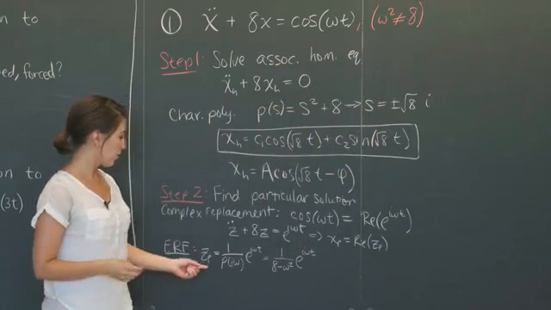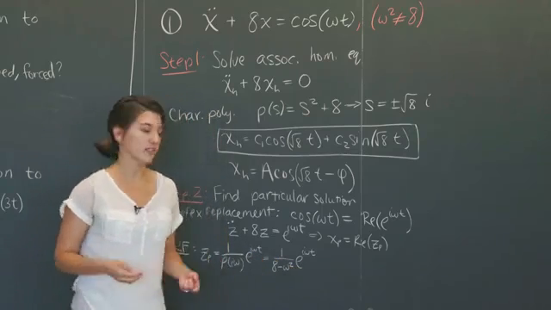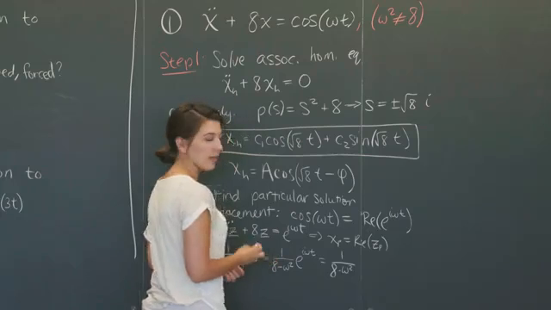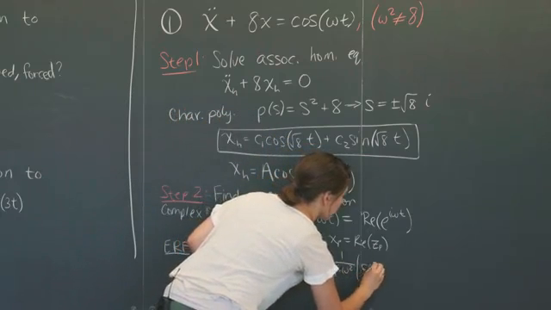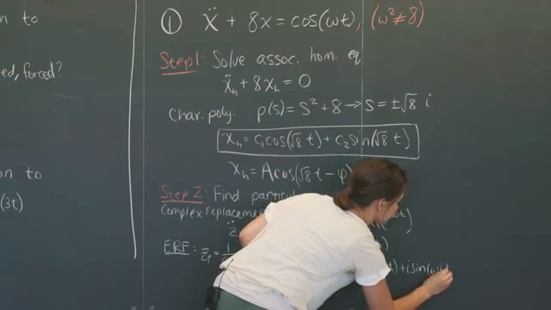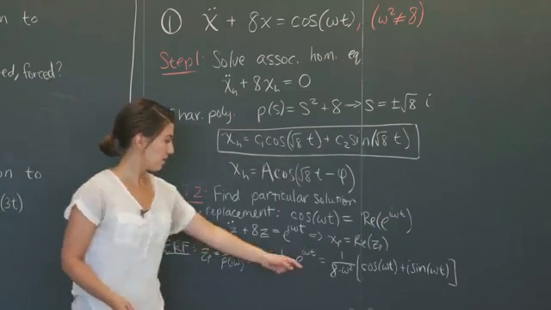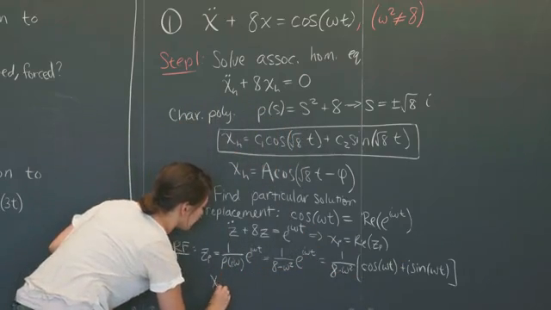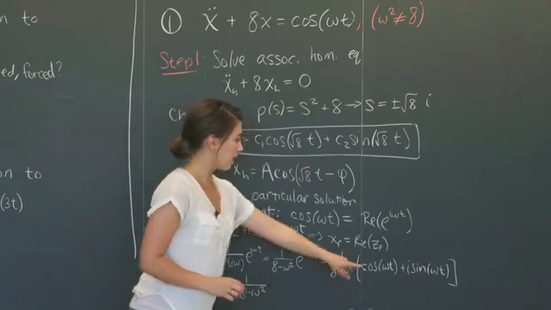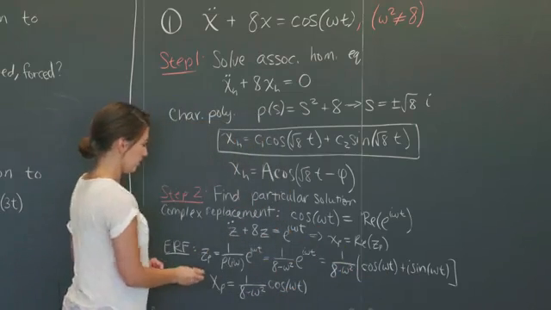Okay, so now, since we're going to extract the real part of z sub p, we're going to write e to the i omega t as a sum of sines and cosines. So we get 1 over 8 minus omega squared times cosine omega t plus i sine omega t. Okay, so now x sub p is just the real part of this expression. So x sub p, our particular solution, is 1 over 8 minus omega squared times cosine omega t. Okay, so this is the particular solution.